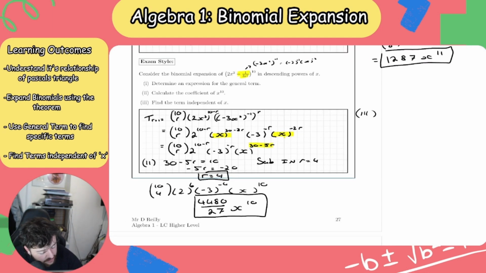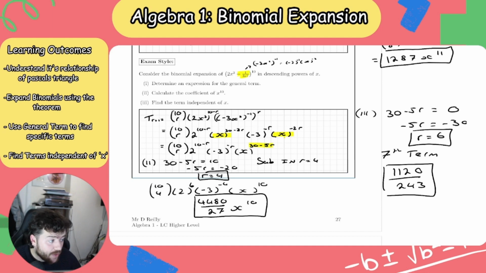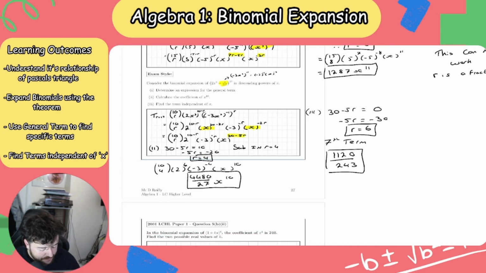Right then, finally, last term here. Find the term independent of x. So if something is independent of x, the power of x is equal to 0. So 30 minus 5r is my power of x. That's going to equal 0. I have minus 5r is equal to minus 30. r is going to equal 6. So to find the term independent of x, it's going to be the seventh term. And if I sub that into my calculator, I'm going to get 1120 over 243, and that is my final answer. That is the seventh term, and I have no x's in it because it's independent of x.